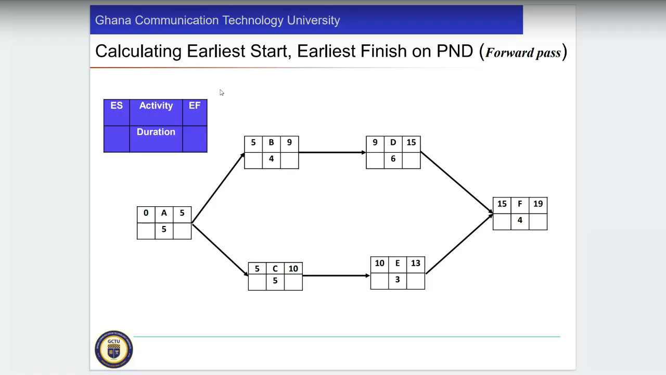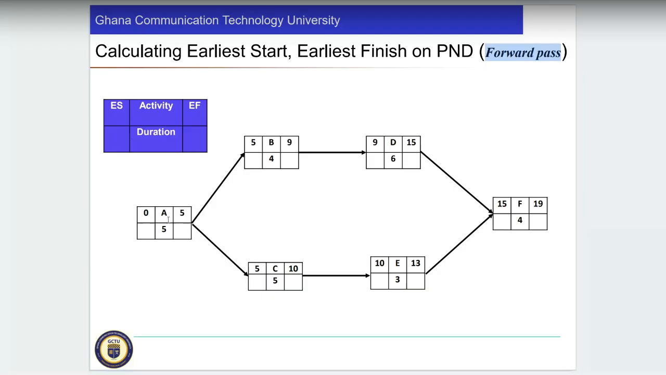We have what we call the earliest start and earliest finish. The earliest start is like which one started early. The earliest finish is which ones finished early. But it says we have the forward pass. Forward pass means we are moving in the forward direction. But please pay attention, it's a calculation. Very, very simple. So please pay attention.